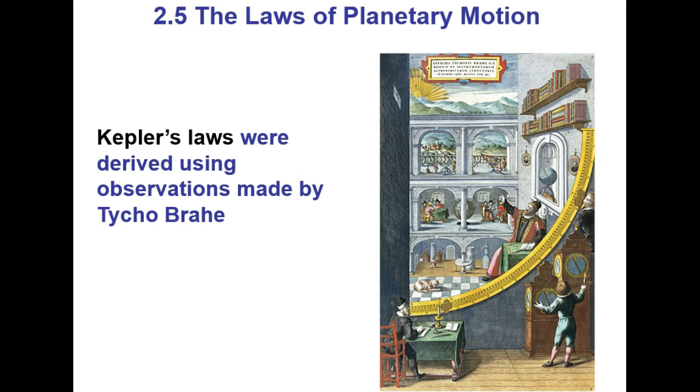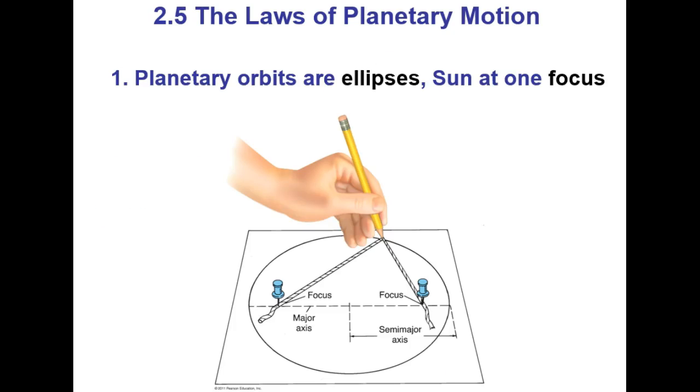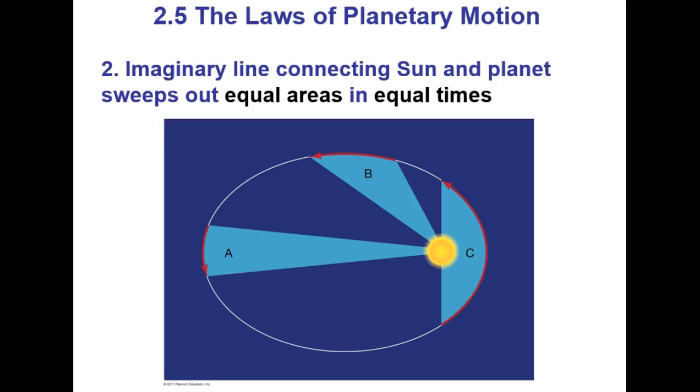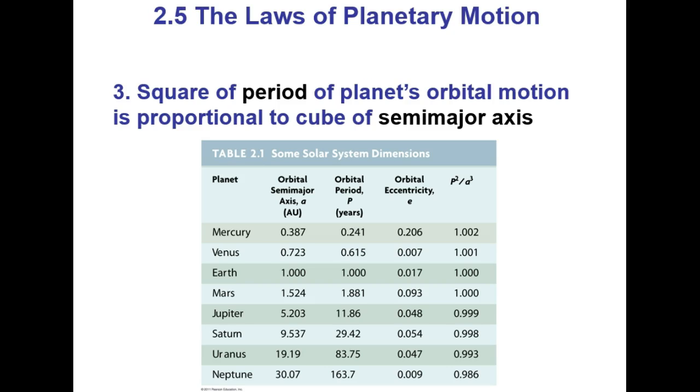The laws of planetary motion. Kepler's laws were derived using observations made by Tycho Brahe. Planetary orbits are seen as ellipses, the Sun at one focus, major axis and semi-major axis at the others. The imaginary line connecting the Sun and planet sweeps out equal areas in equal time. The square of the period of a planet's orbital motion is proportional to the cube of its semi-major axis.